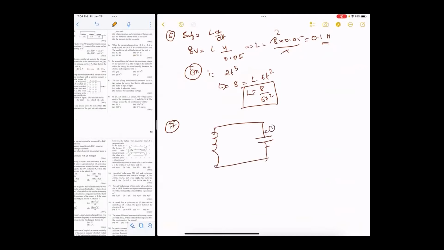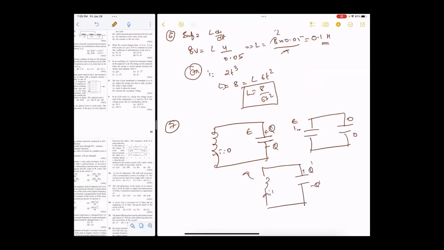The maximum charge is Q and minus Q when the current I is 0. What is the other extreme case? I is maximum. In that case, charge is 0. These are the extreme cases. So the energy is E here. In this case, E is here. He's asking about the situation somewhere in between, when the charge is Q dash and minus Q dash and the current is I dash, but the energy is E by 2, E by 2. That is what he's saying. This is the in-between case.